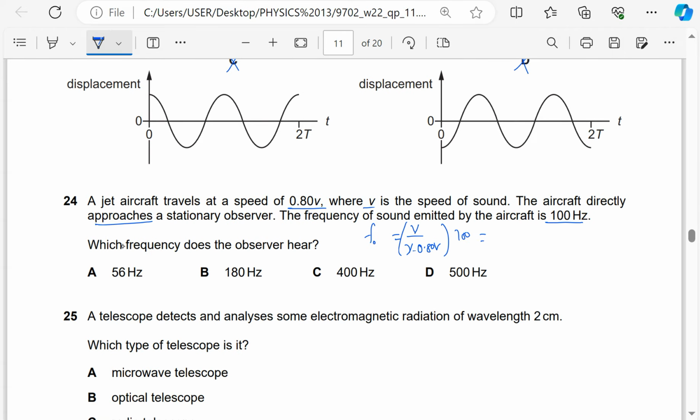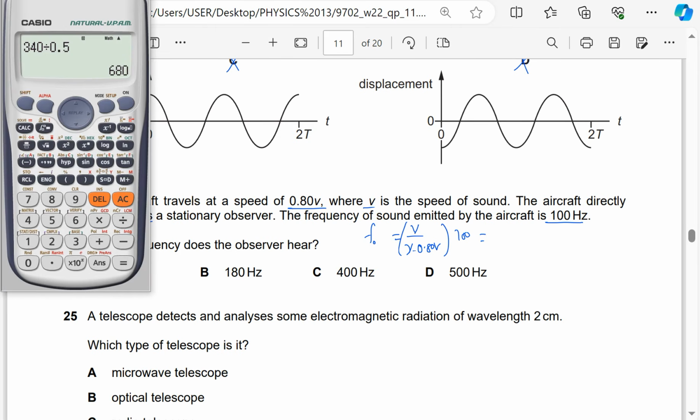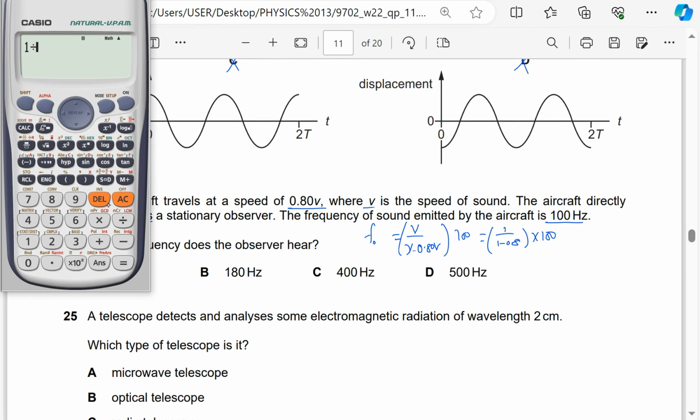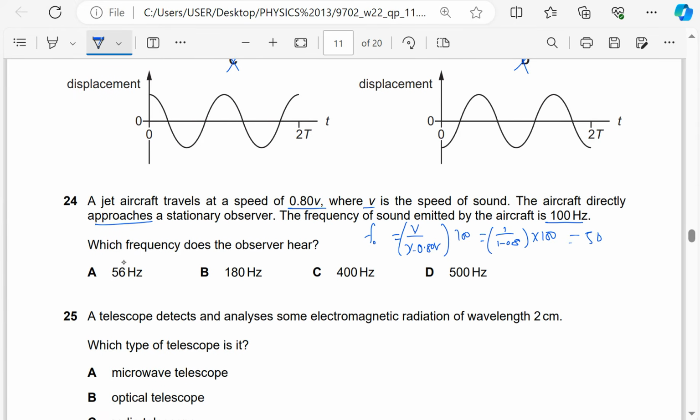So V has cancelled. So I have 1 over 1 minus 0.8 times 100. So 1 divided by 0.2 times 100, which gives us 500. So this is going to be 500 hertz. Remember I said that there is a minus here because it's approaching. If it was moving away, it would be a plus, because approaching means a higher frequency. But since it is approaching, this is going to be minus.